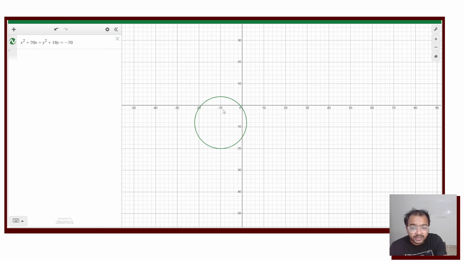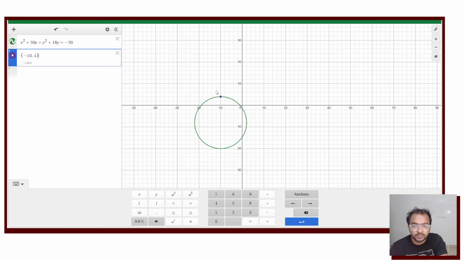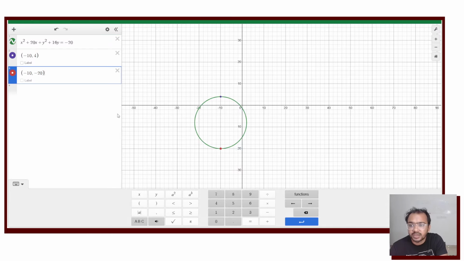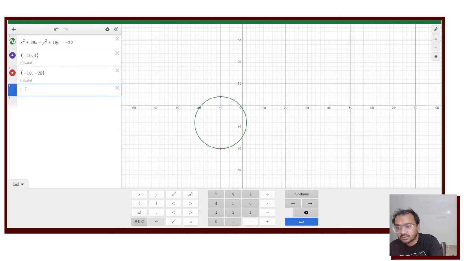As I mentioned, on this circle you will be getting 2 very important points that will help you find the radius, and the coordinates will be these diametrically opposite points. If you click here you will get these coordinates. If you just join these points, you will get the diameter, and the center will be lying on the diameter only. The x value is negative 10, so the center coordinate x will be negative 10 only.